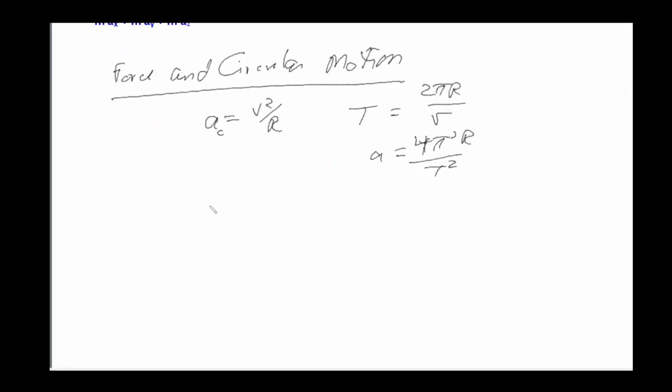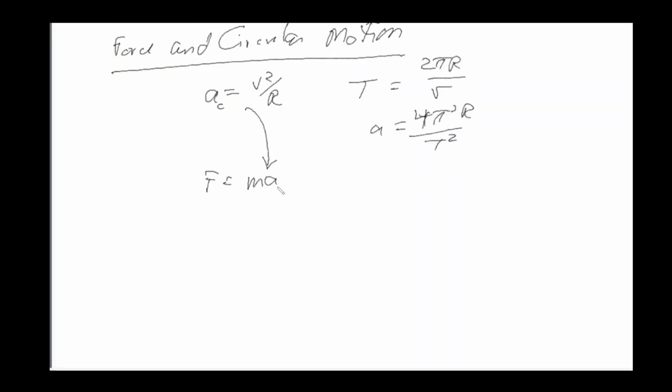We also know that force is equal to ma. So for an object in circular motion, if we substitute a into this equation, we get force is equal to mv squared over r. And again, force and acceleration are both pointing to the center, which means they're centripetal.